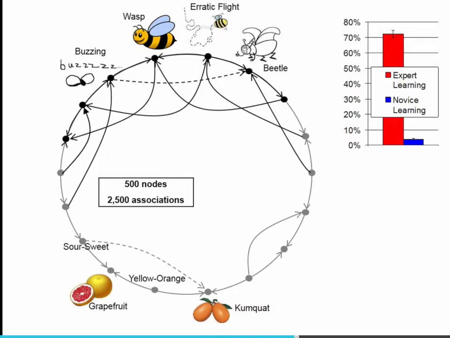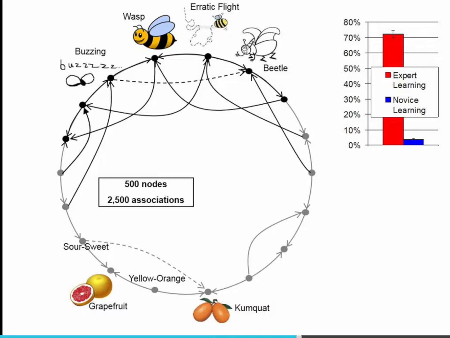Incredibly, the network learns very well that kumquats are sour sweet and that beetles can buzz, but it does not learn that beetles are sour sweet and that kumquats can buzz, which of course is right, but it's a completely non-trivial result. Yes, Ernie? How do you implement that experience?